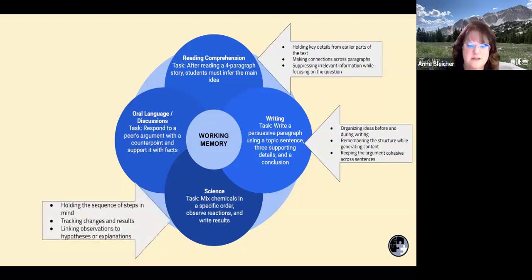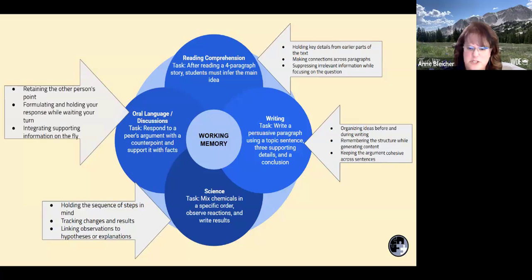In science, things like doing experiments and mixing chemicals in the right order. If teachers say do this, then this, then this, and you're working with chemicals, that could potentially have not a good outcome for those students that struggle with working memory.